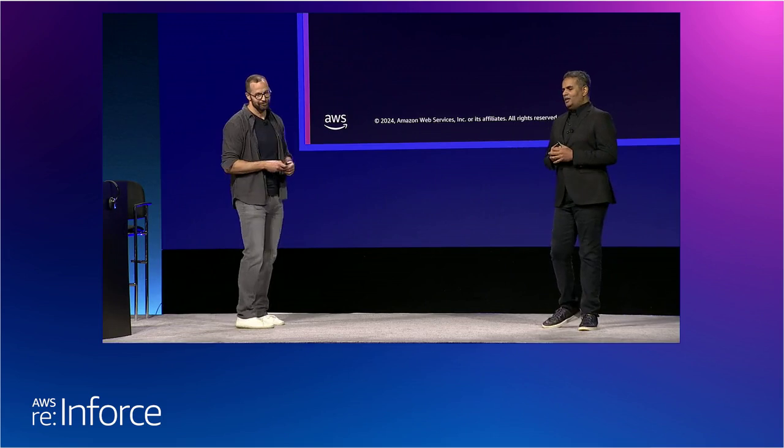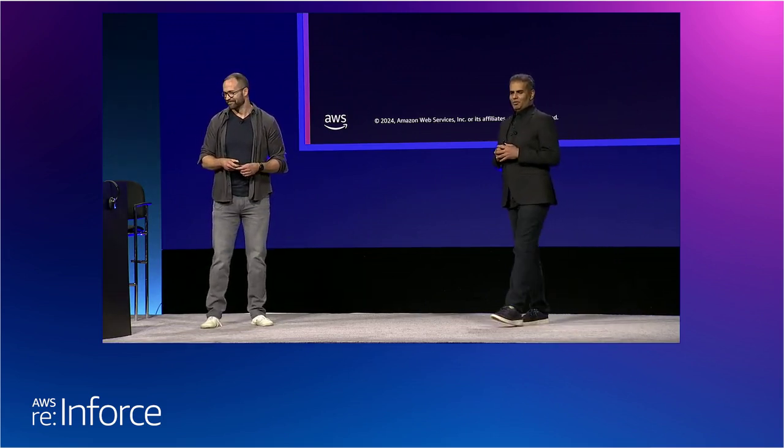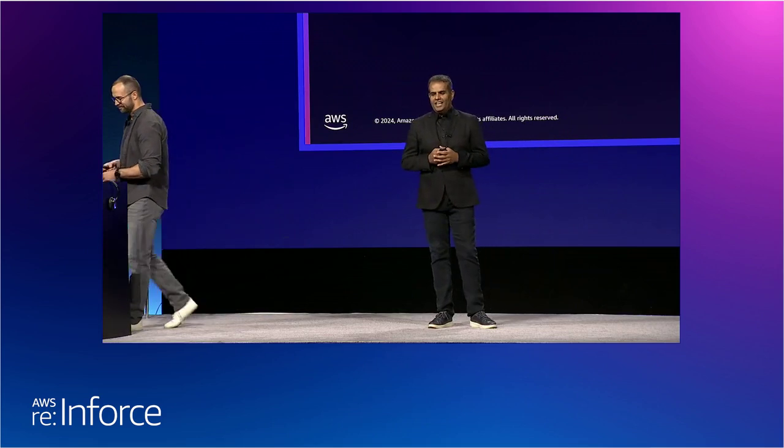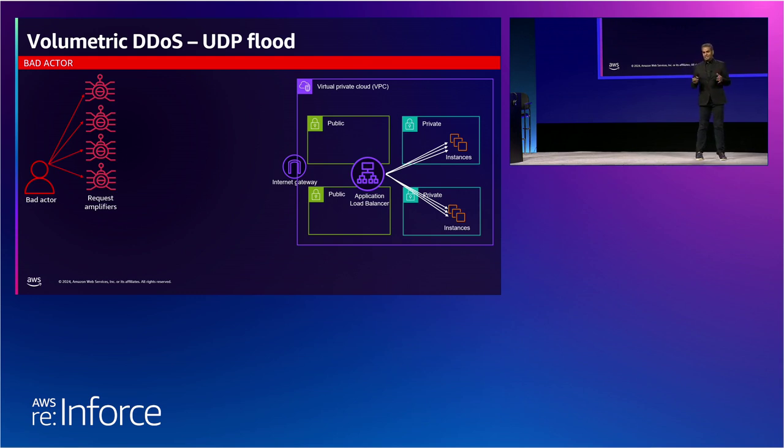All right, so a little frustrated that my reconnaissance didn't work the intended way. So now what I'm going to do is flood the network. I'm going to flood the pipes. So there are different types of DDoS attacks. This was going to be volumetric in nature. So I'm going to do a UDP flood.